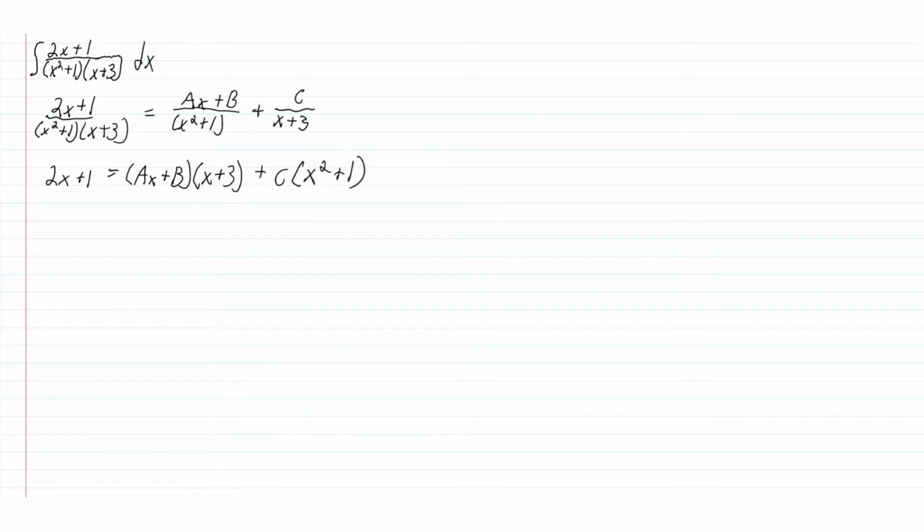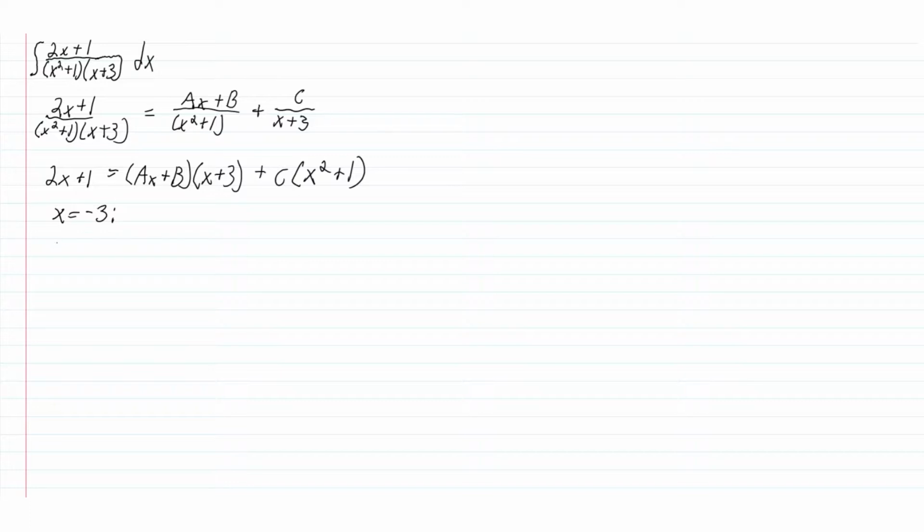And now we can't just rely on clever substitutions for this one, because we have that x squared plus 1, and there's nothing that ever makes that 0 without involving imaginary numbers. And I don't think we're ready for calculus with imaginary numbers. So we can make one smart choice, because we have the x plus 3 here. We can do x equals negative 3.